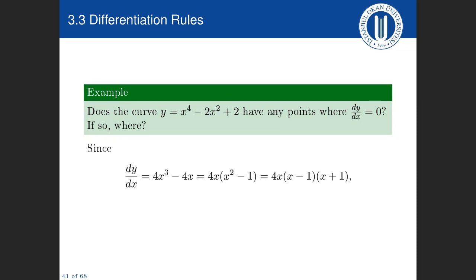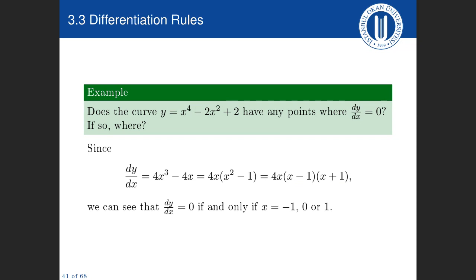And then I want to factorize this function. First, take a 4x out to get 4x times x squared minus 1. And then x squared minus 1 is the same as x minus 1, x plus 1. So the question is, are there any points where this derivative is equal to 0? Is it possible to make this equal to 0? Yes. If x is 0, then the derivative is 0. If x is equal to 1, then x minus 1 is equal to 0, so the derivative is 0. And if x is equal to minus 1, then x plus 1 is 0, so the derivative is equal to 0.